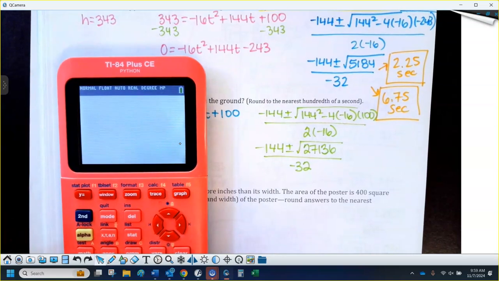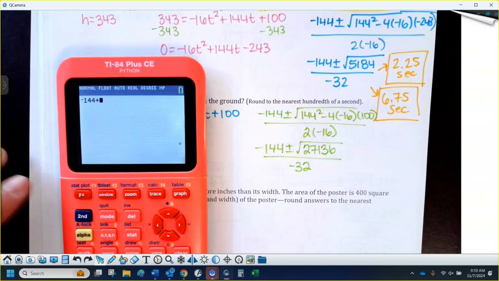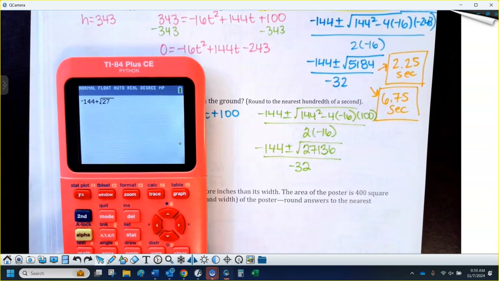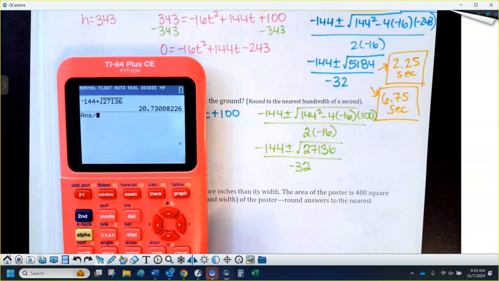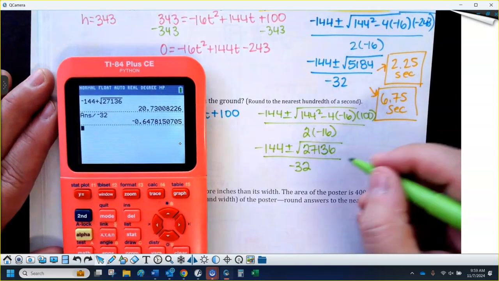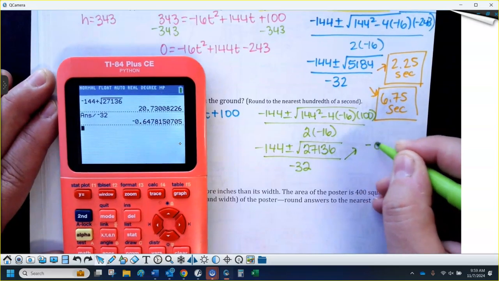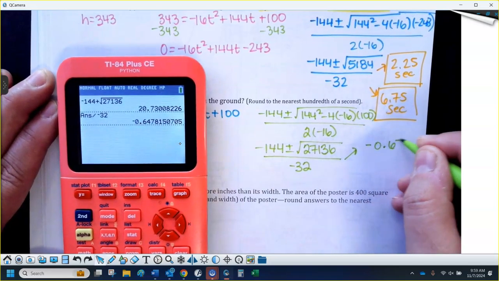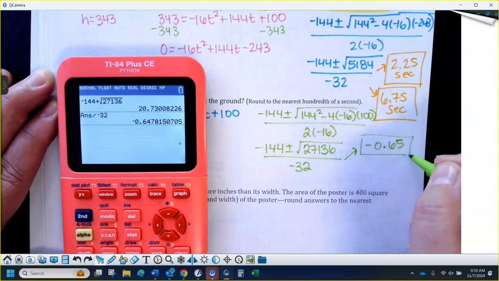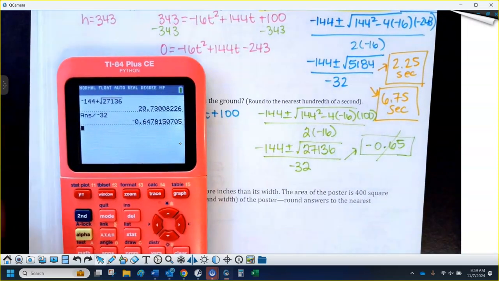Okay, now I'm going to show you this, but then I want to have you think about it. If I do negative 144 plus the square root of that 27,136, and then I'm going to divide that by negative 32, you guys are going to see I get negative point, like let's say 65. You cannot have a negative time, so we would not select that as our answer.